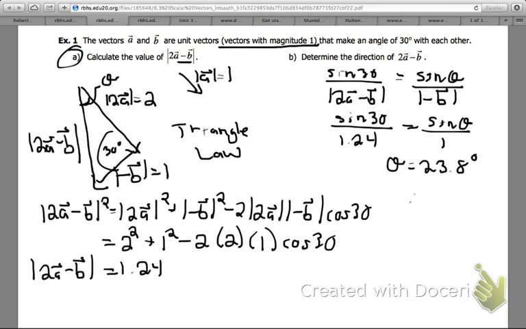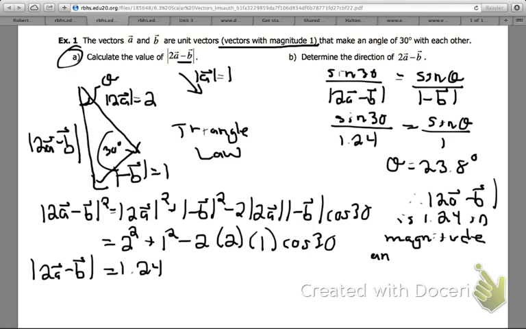So we can finish this off with a therefore statement. So therefore the magnitude of 2a minus b is 1.24 in magnitude. And the direction is 23.8 degrees below A, our vector A, that is.